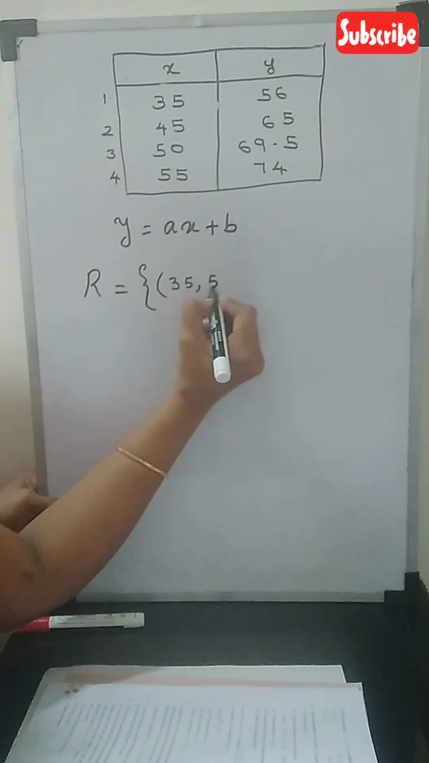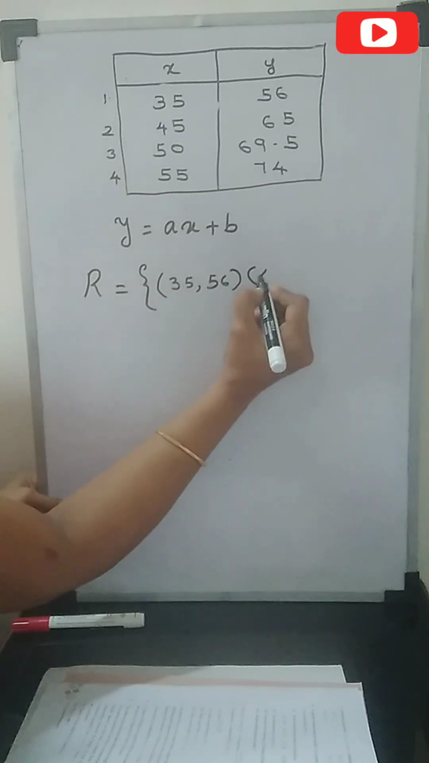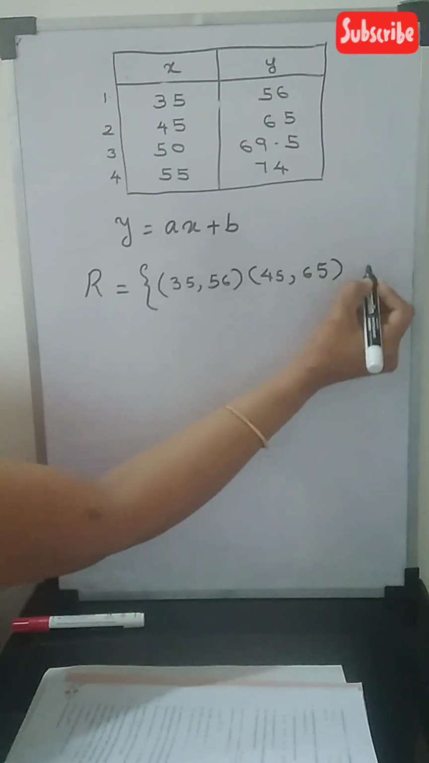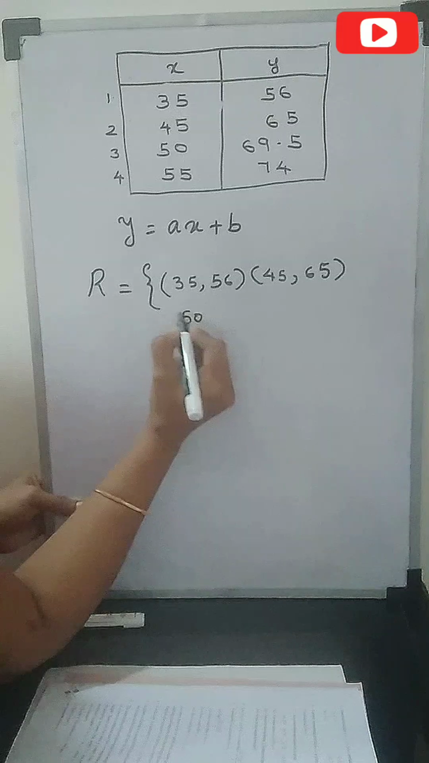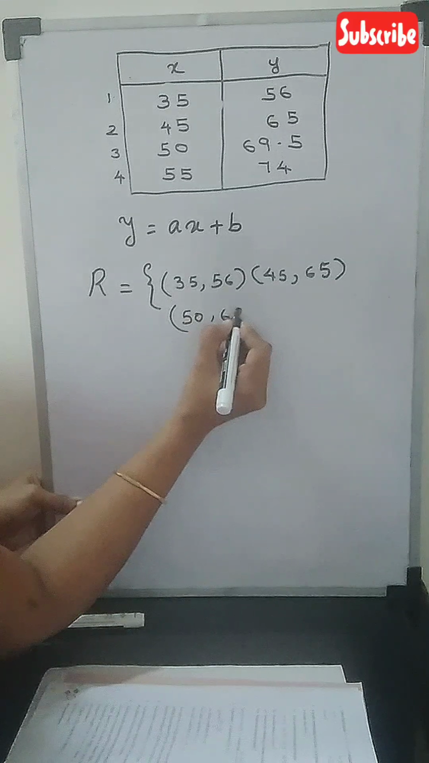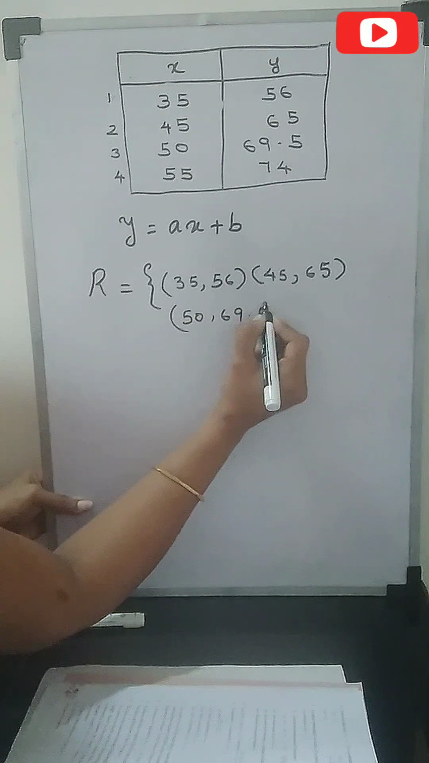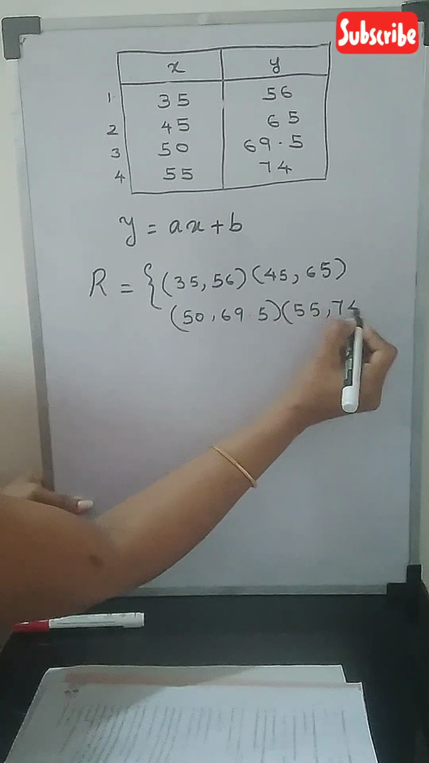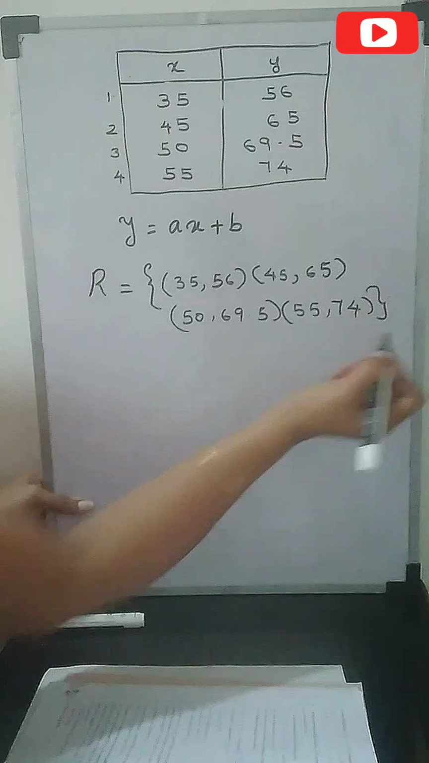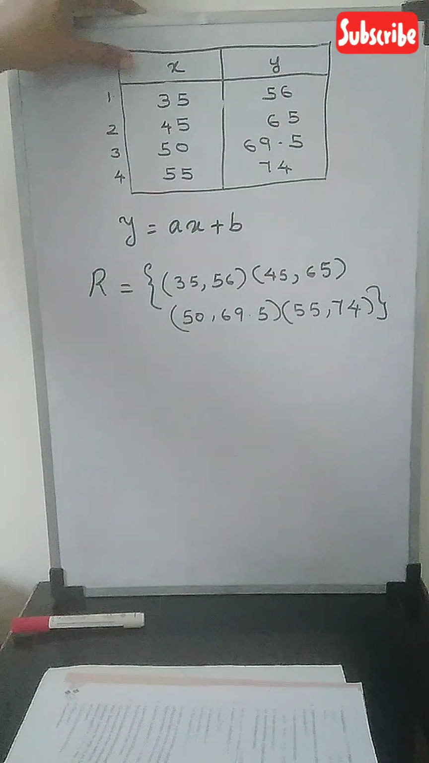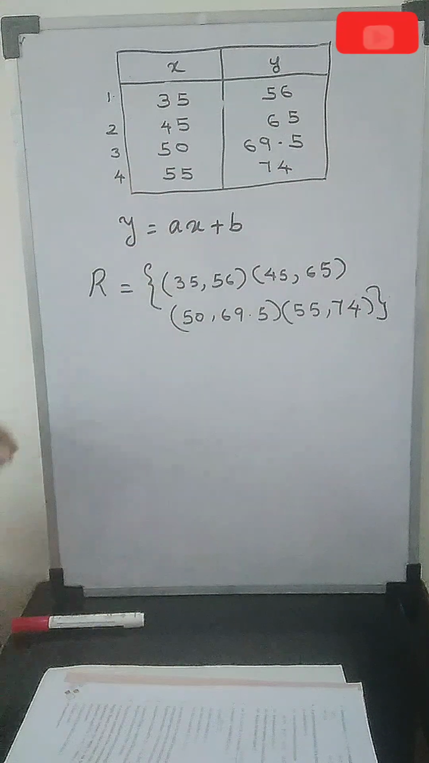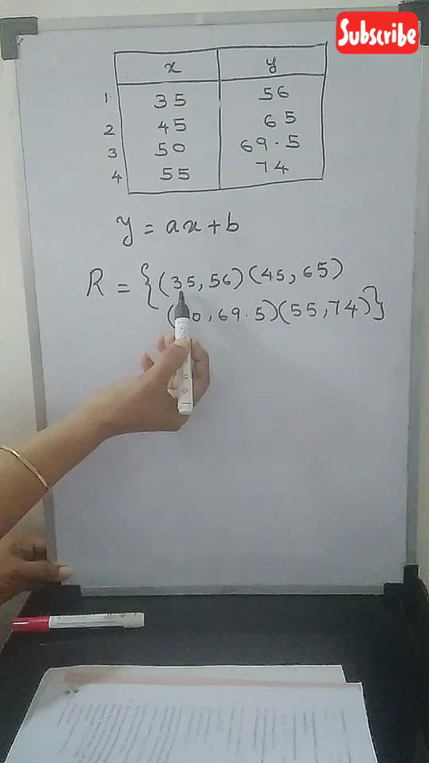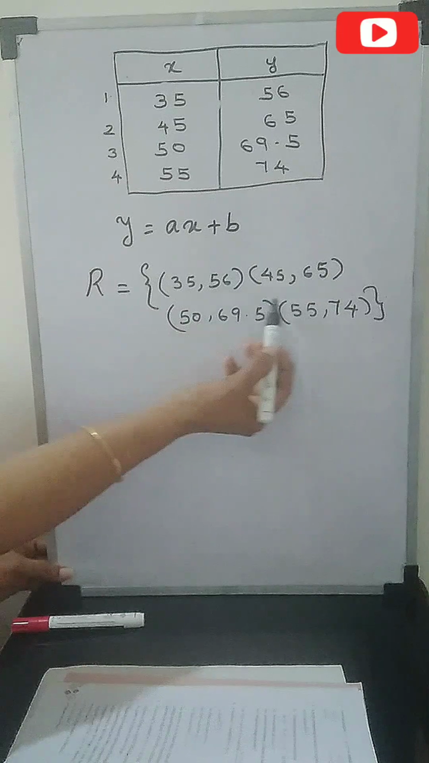35, 56, 45, 65, 50, 69.5, 55, 74. This is our R. They have already given it as a table. Did you understand this? When x is, when the forehand length is 35, then the height is 56, and so on.